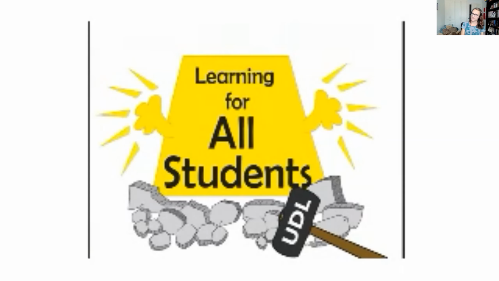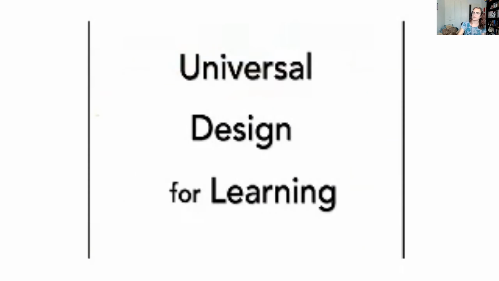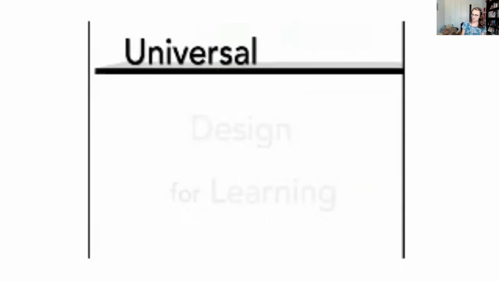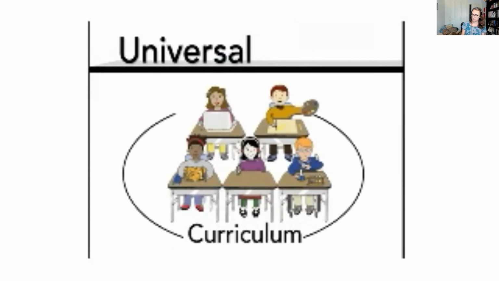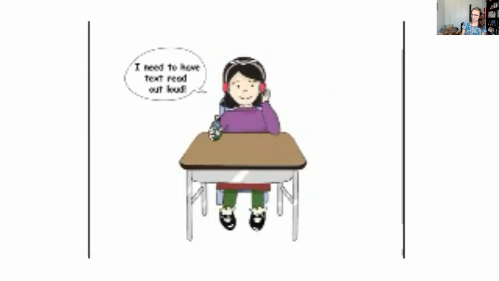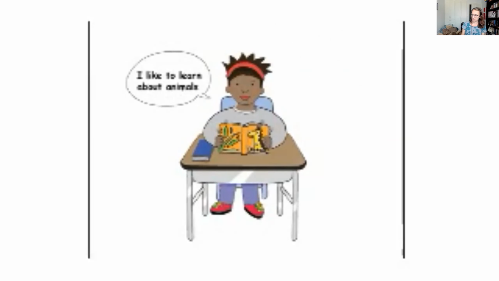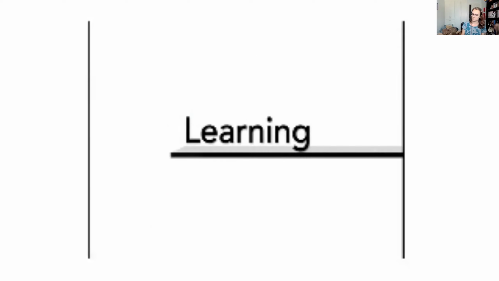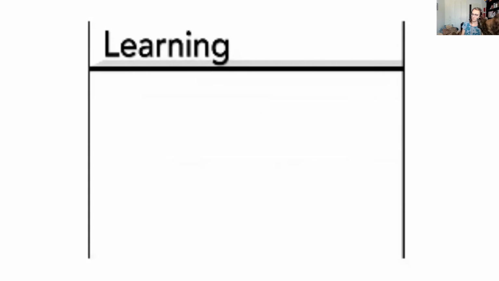Whoa, that's a fancy term. Universal design for learning. Let's unpack it a bit. Let's think about the word universal. By universal, we mean curriculum that can be used and understood by everyone. Each learner in a classroom brings her own background, strengths, needs, and interests. Curriculum should provide genuine learning opportunities for each and every student. Now let's think about the word learning. Learning is not one thing.